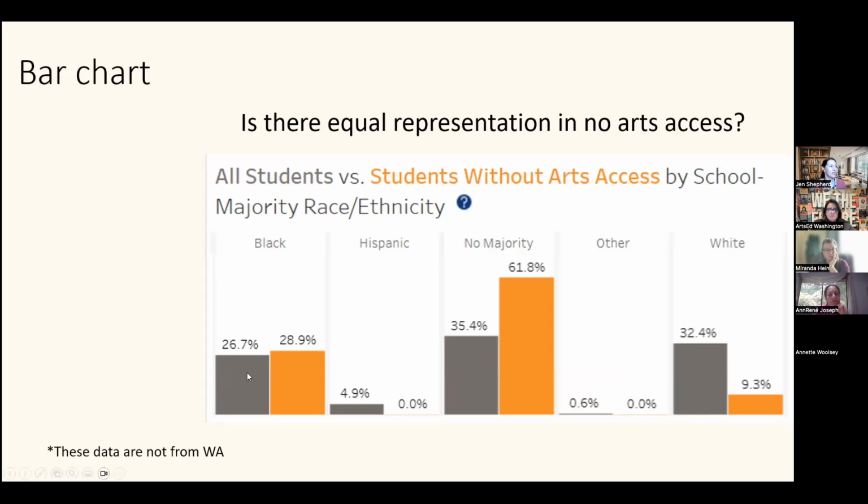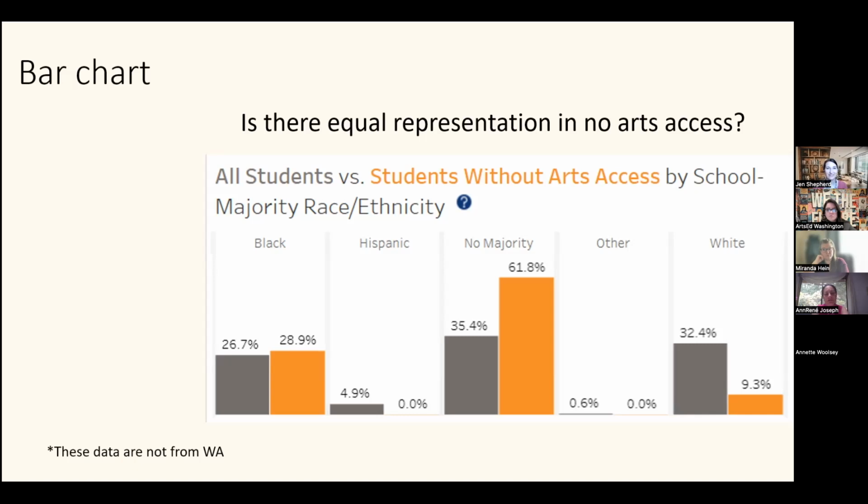So for example, 26.7% of the students are in a Black majority school, meaning 50% or more of the students in their school are Black. The orange are students without the arts. And by putting these side by side, we can see if we have equal representation, based on how you would expect it to be because of the data. So I do have the note here. These ones are not from Washington. We'll take a look at yours in just a second. But what do you think the answer to this question is? Would you say there is equal representation there?